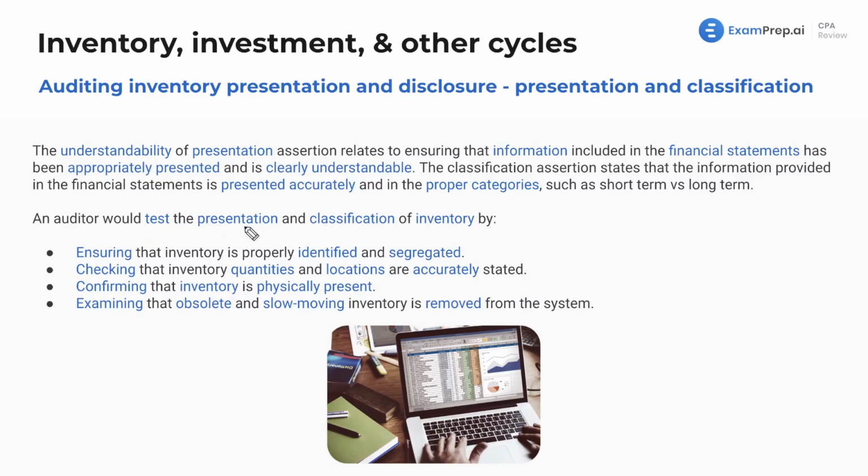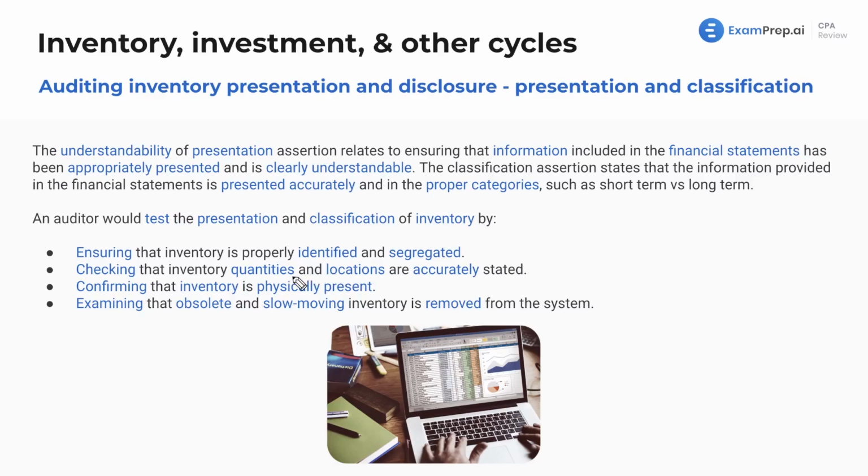How would we test the presentation and classification of inventory? Well, we want to ensure that the inventory is properly identified and segregated. You're going to make sure that chairs are not accidentally classified as tables, etc. You want to check that inventory quantities and locations are accurately stated.